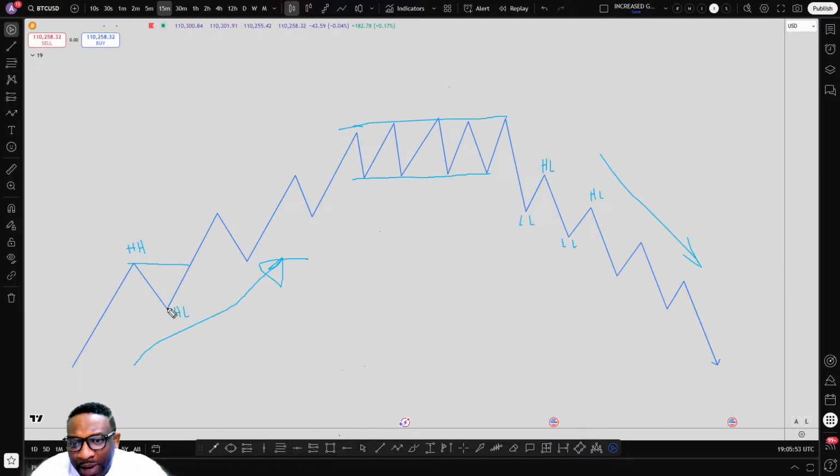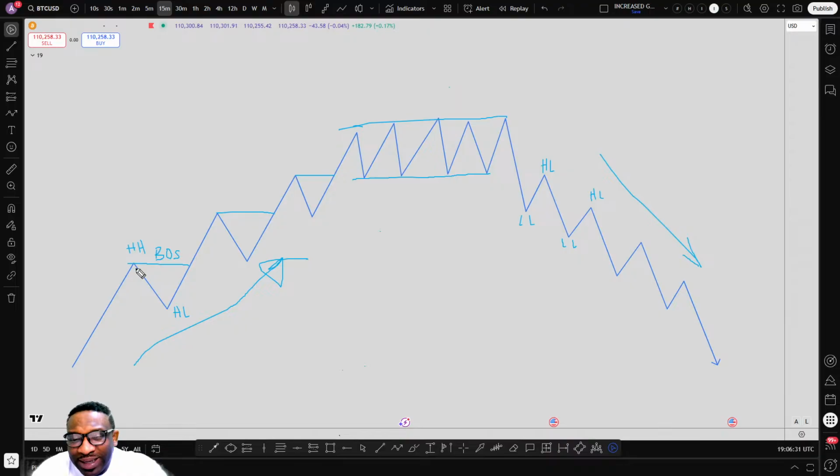We have market structure breaking or closing. We have candles closing above this high that was put in here. Then we have a break of structure. Another break of structure right here. So anytime we take the high, a higher high data point, we cause a break of structure. Another break of structure right here.